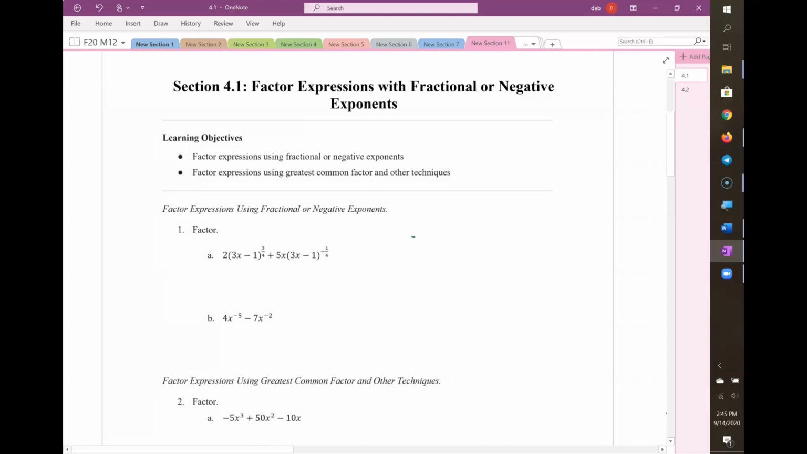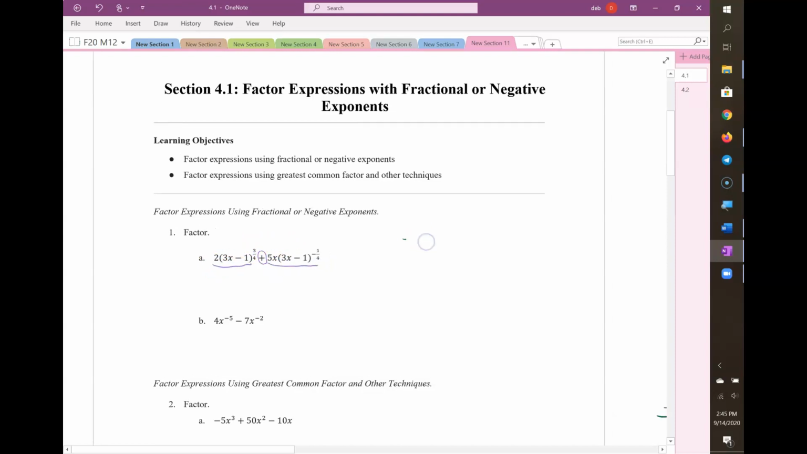And the first one, you need to notice that there's a plus in the middle. So there are two terms. They're really big terms, but there are only two terms. So we want to find the common factor. So I see a factor of a 3x minus 1. And then I'm going to look for the smallest exponent. So I see an exponent of negative 1/4.